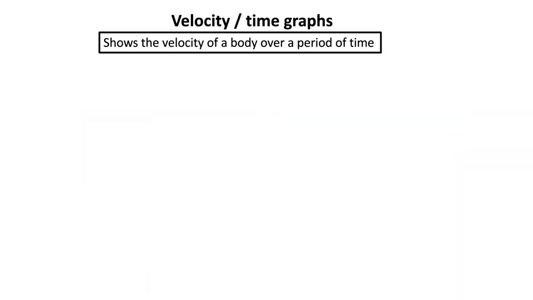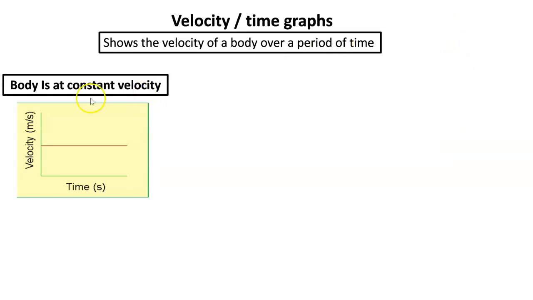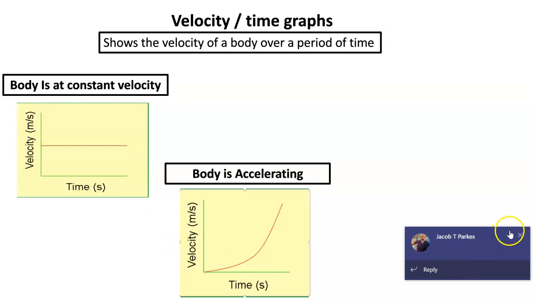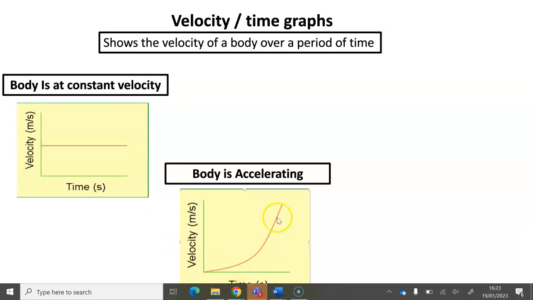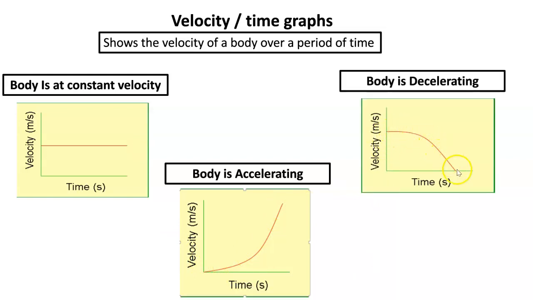We have velocity time graphs. These are a representation of the velocity of a body over a period of time. And again, we're looking at acceleration, deceleration, or constant velocity. So if a body is at constant velocity, it will not be going up or down over the period of time. If the body is accelerating, there'll be an upward curve as time goes on. And if the body is decelerating, there'll be a downward curve as time goes on.